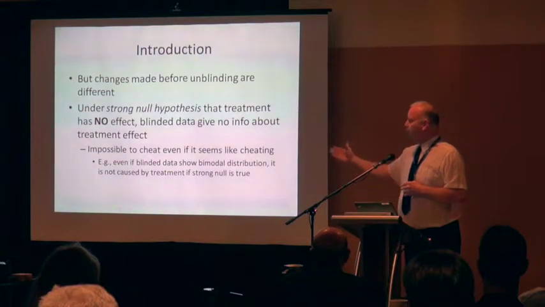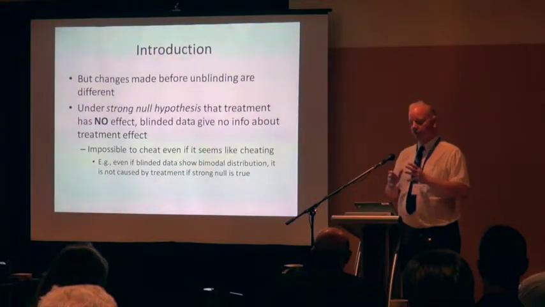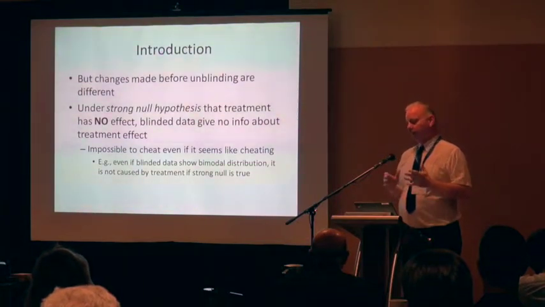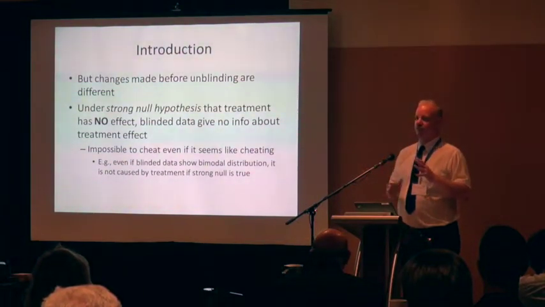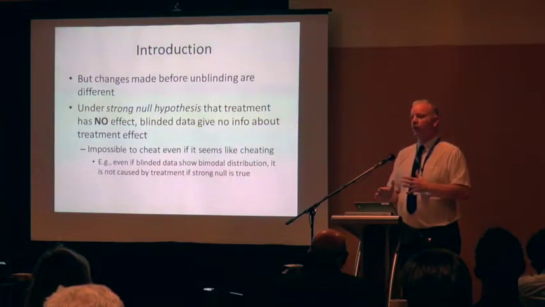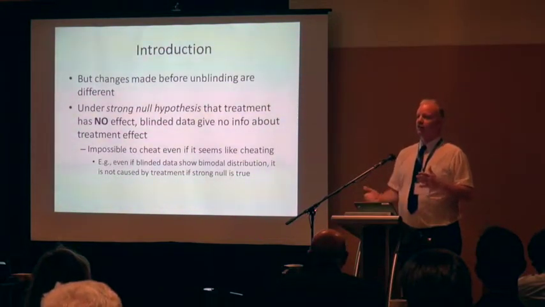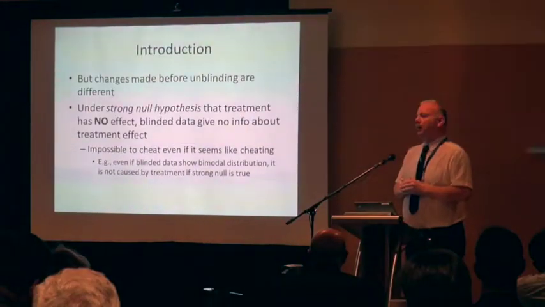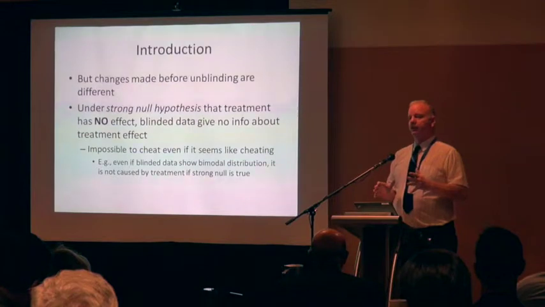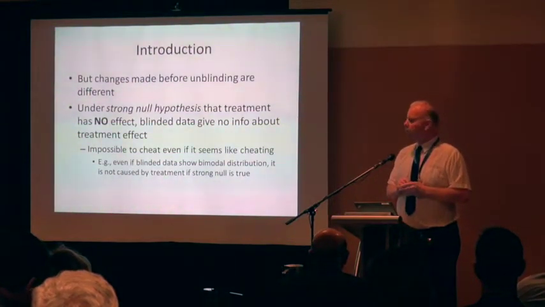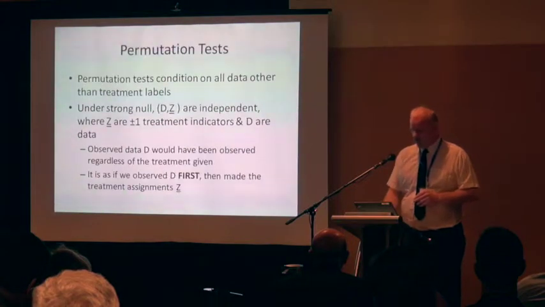So for example, suppose you look at the blinded data and you see a bimodal distribution, and then you think, oh, this is not fair, I really know which group is the treatment group and which is the control. You don't know that if the strong null hypothesis is true, because if the null hypothesis is true, that bimodality should not be caused by the fact that one group got treatment and the other group didn't.